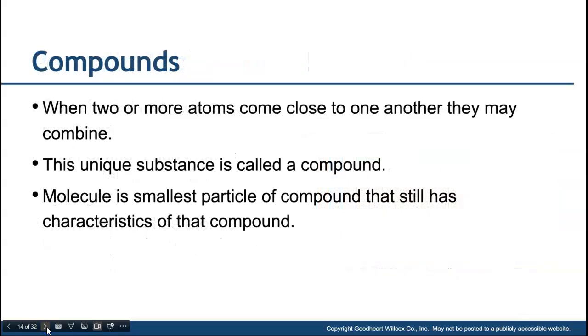When we're talking about compounds, compounds are when 2 or more atoms come close to one another and combine. When that happens, we call that substance a compound. The molecule is the smallest particle of a compound that still has the characteristics of that compound. So just understand the difference here between compounds and a molecule. The molecule is the smallest particle of a compound that still maintains the characteristics of that compound.